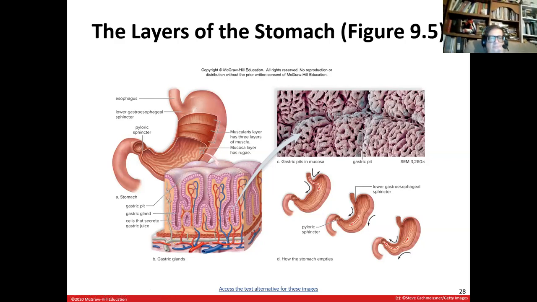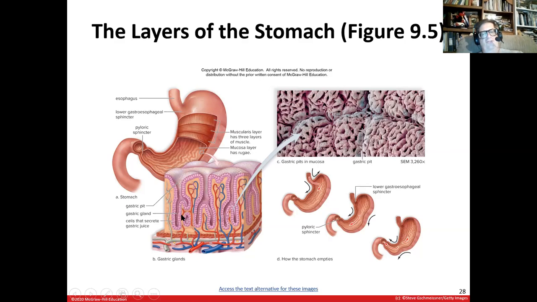Anyway, so we've got that. Here we have a drawing of gastric pits. That's where our stomach acid comes from. That's where our enzymes come from. We also have goblet cells there that secrete a mucus, and it's a special mucus. It's a mucus that is high in bicarbonate, a basic chemical.